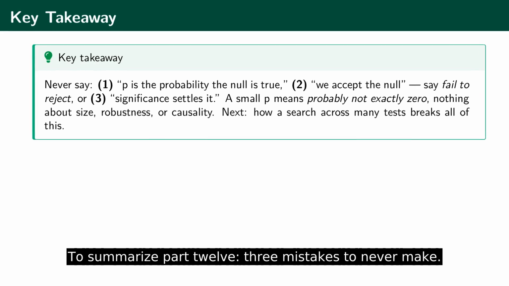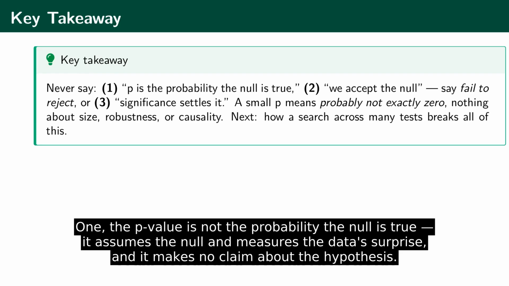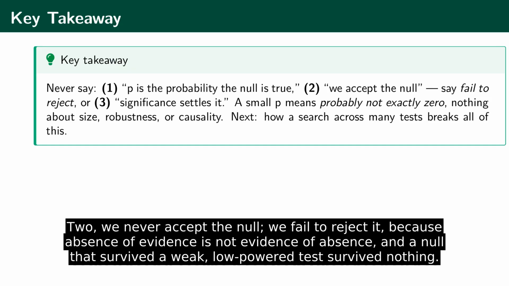To summarize Part 12, 3 mistakes to never make. 1. The p-value is not the probability the null is true. It assumes the null and measures the data's surprise, and it makes no claim about the hypothesis. 2. We never accept the null. We fail to reject it, because absence of evidence is not evidence of absence. And a null that survived a weak, low-power test survived nothing.